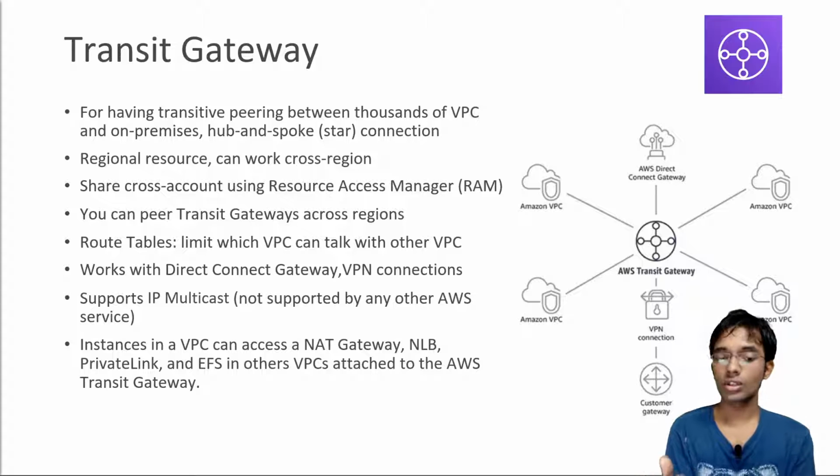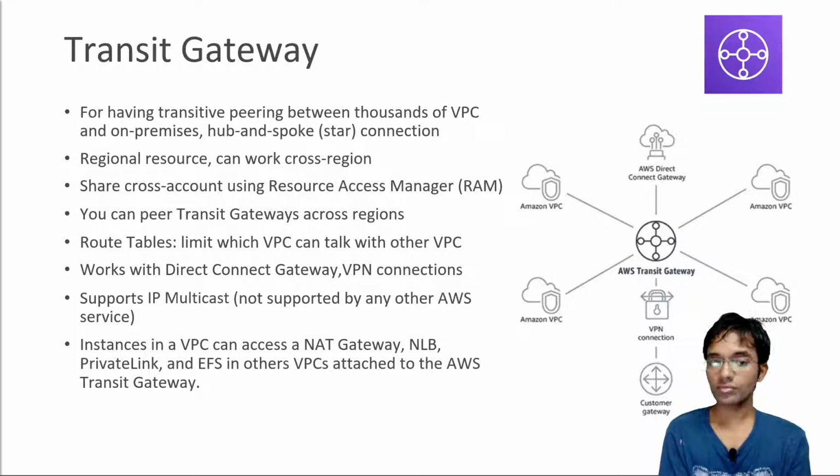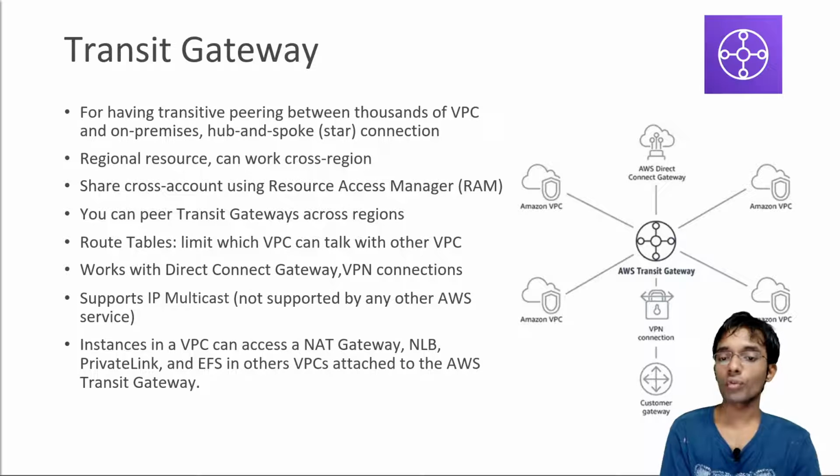So alongside that, it has cross region support, and with the route tables, you are able to limit which VPC can talk to which other VPC. These route tables are found at the transit gateway level. It works with the Direct Connect gateway and VPN connections, and one thing it supports is IP multicast. To my knowledge, only the transit gateway supports IP multicast in your AWS network. No other services will support IP multicast.